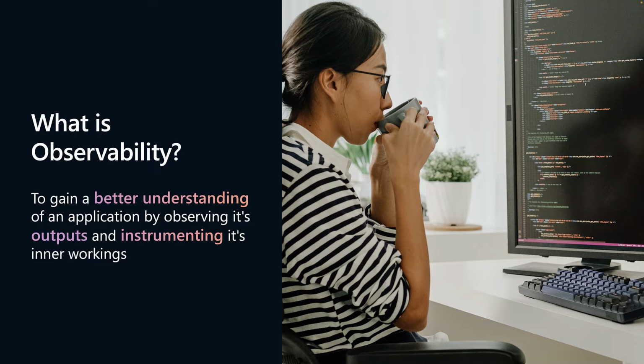One is to look at the different outputs of a system, and the second thing is to look at instrumentation of the inner workings. The more information that we can gather, the more that can help us to understand a system, its traits, and to help us when things can go wrong.